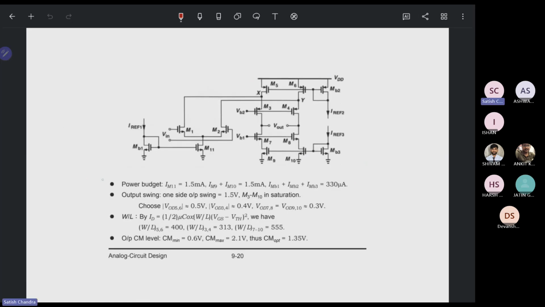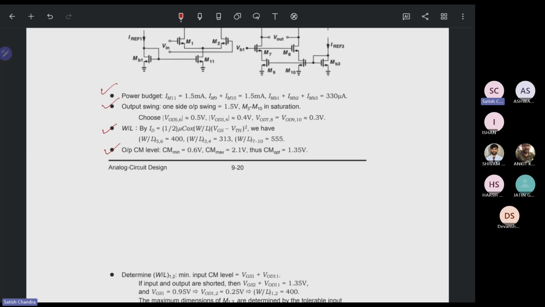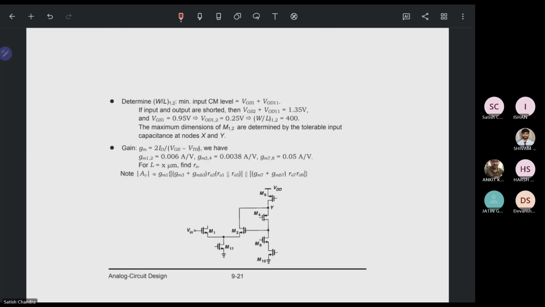So then we're going to see a power budget, output swing, W by L ratio, and the output common mode level. These are the calculations basically. I'm not going to look into that one. Then determining the W by L ratio, gain, and all these things.